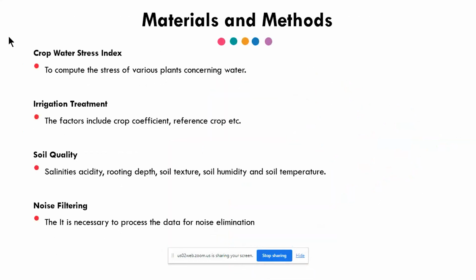And next, the materials and methods I used here are crop water stress index, irrigation treatment, soil quality, and noise filtering, because these factors are mainly considered when we analyze data, because the stress of crops varies across different types of crops. Irrigation treatment will also differ because some crops need less water, some crops may vary. So these features have to be considered.